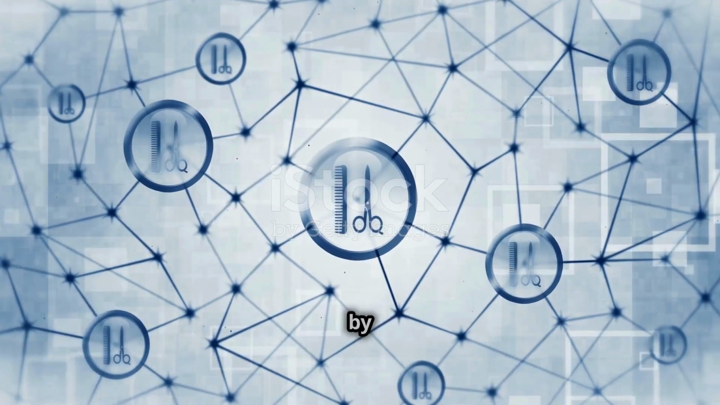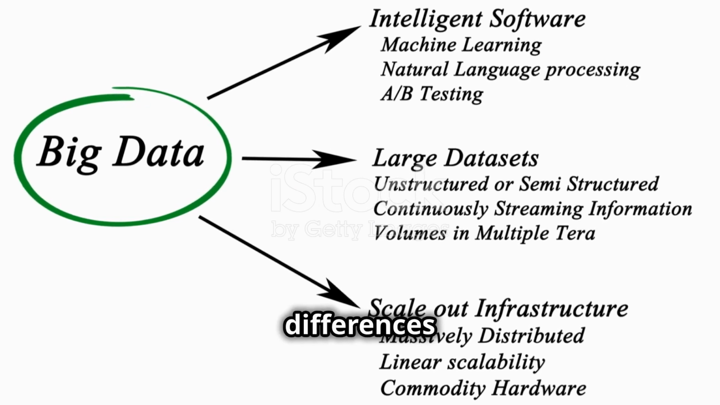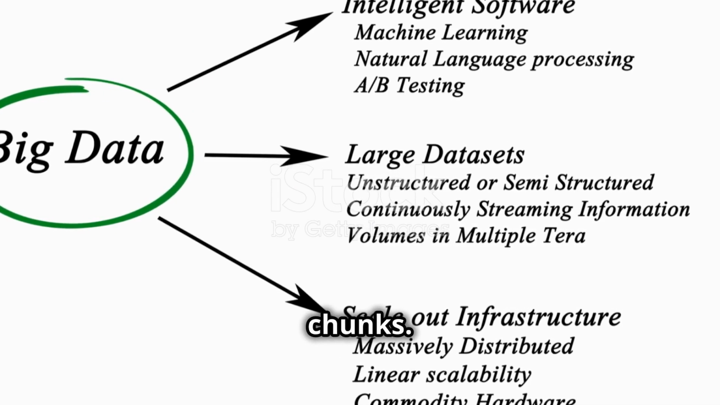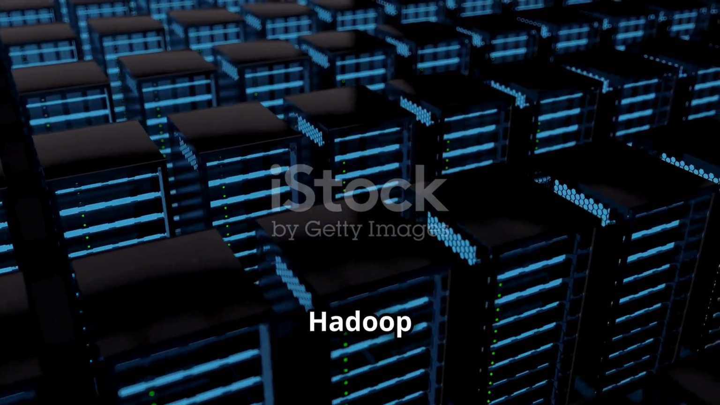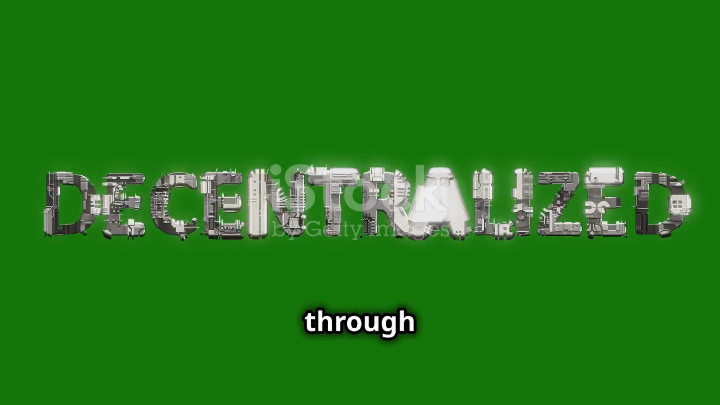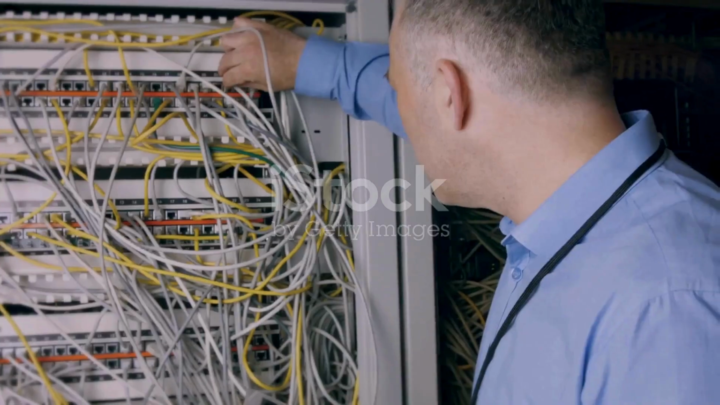HDFS, inspired by GFS, follows similar principles but with a few key differences. The name node manages metadata while data nodes store chunks. It's optimized for batch processing, making it ideal for Hadoop workloads. HDFS emphasizes high availability through block replication, typically with 3 copies of each block.